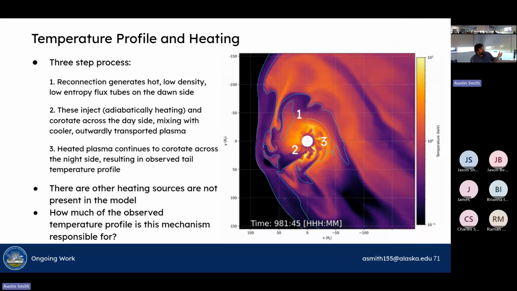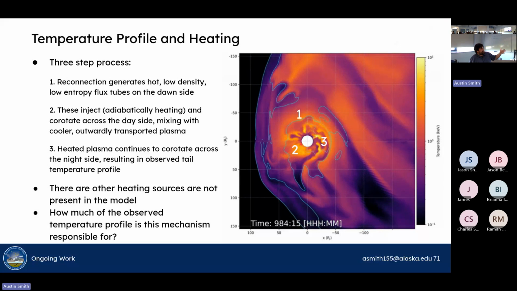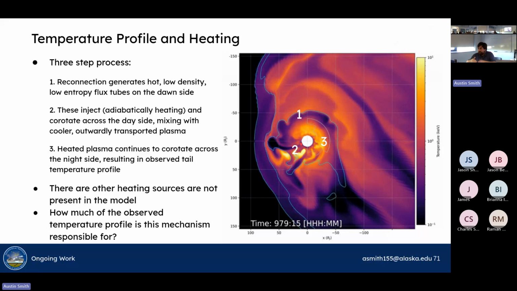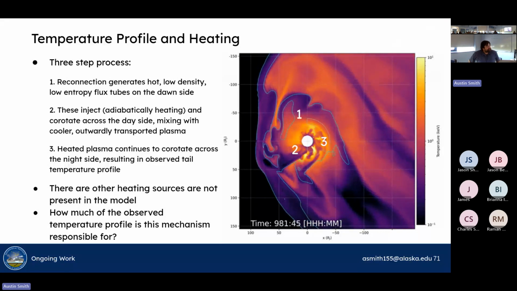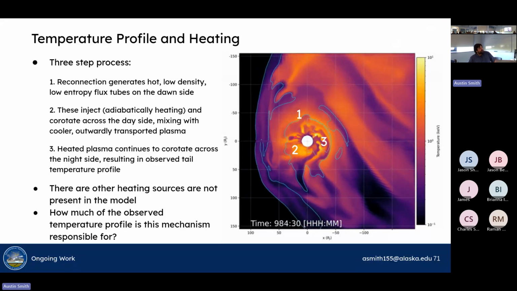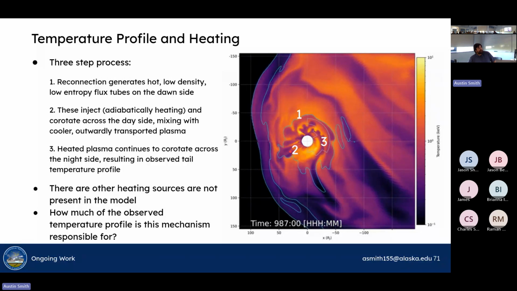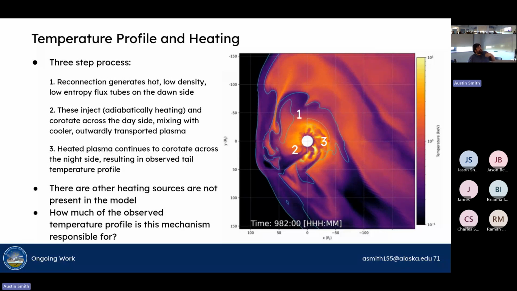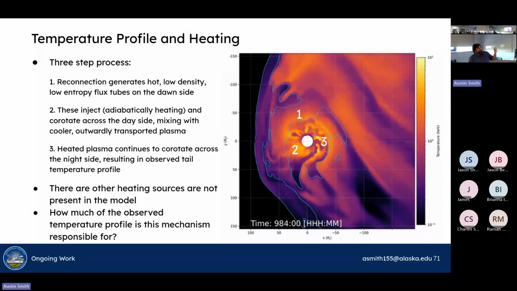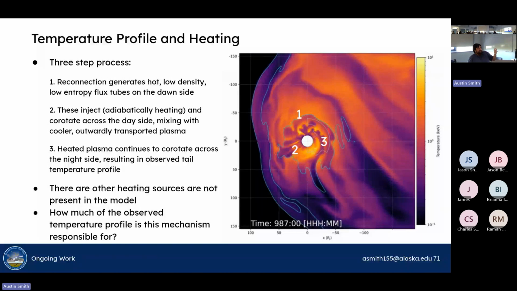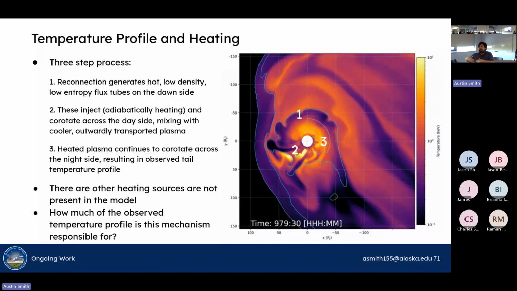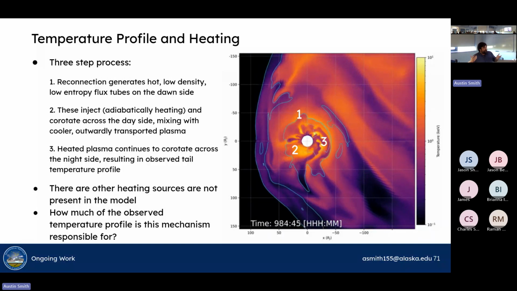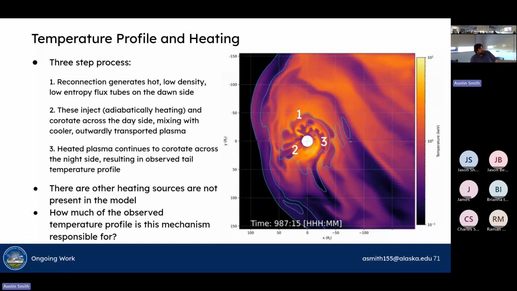You can kind of see that happening here. And they co-rotate across the day side. And as they inject, they also adiabatically heat. Right? They're moving into a smaller region and heating up. And this is mixing with the cooler outward transporting plasma from Io. So as this mixes, it co-rotates then onto the night side, where in gray it's a little difficult to see, but this is where the observations are taken from. So it co-rotates into this region where we actually see it and reproduces similar looking temperature profiles.